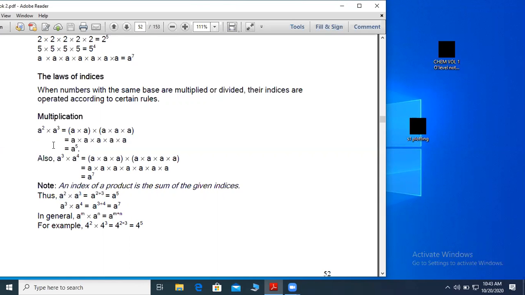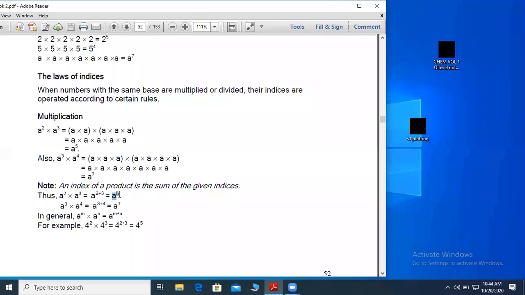So we shall not go through all this. We shall use the rule. We shall not go through all this to get a power 5. We are going to use the rule, and it gives us a power 2 times a power 3 equals a power 2 plus 3, and the final answer is a power 5.